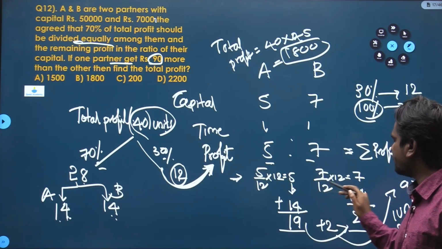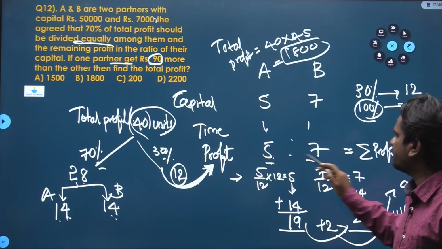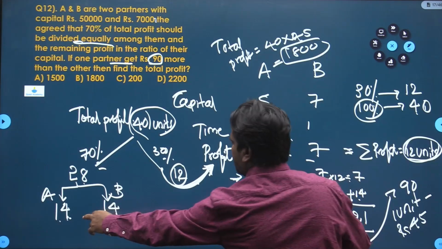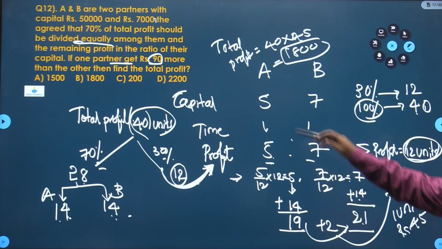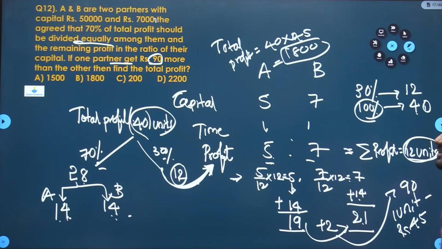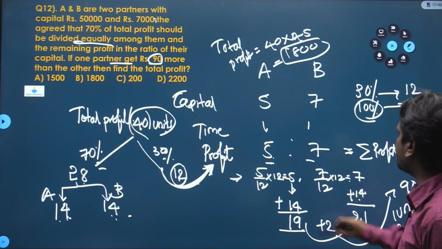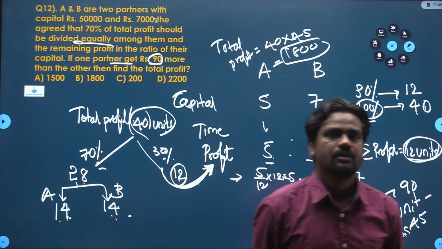So out of 12, one is receiving 5 and the other is receiving 7. So 5 plus 14 and 7 plus 14, that is 19 and 21. The difference of 2 units is 90 rupees more, so 1 unit is 45 rupees. We have assumed the total as 40 units, so 40 units means 1800 rupees.